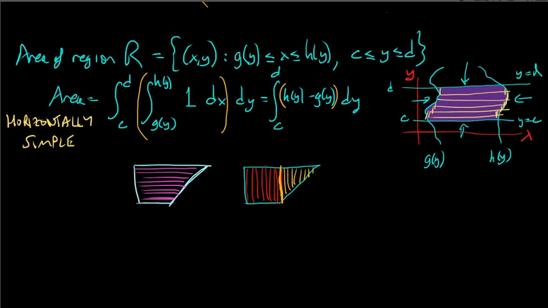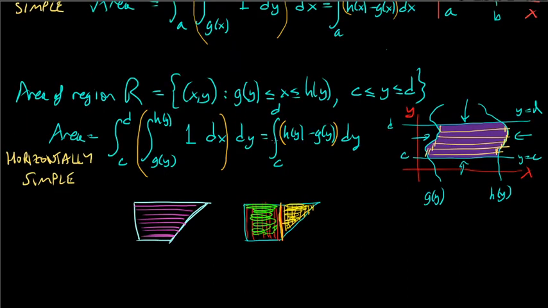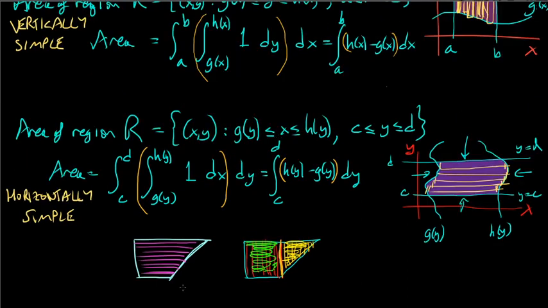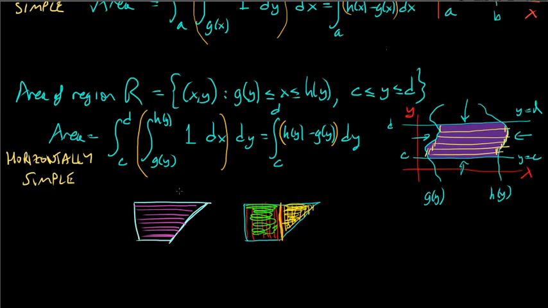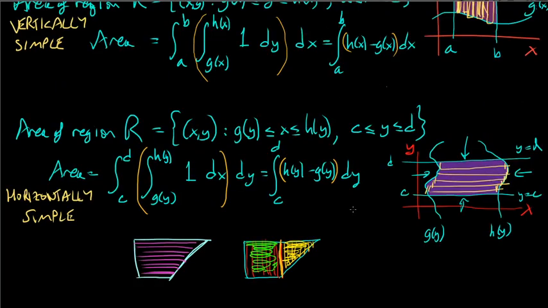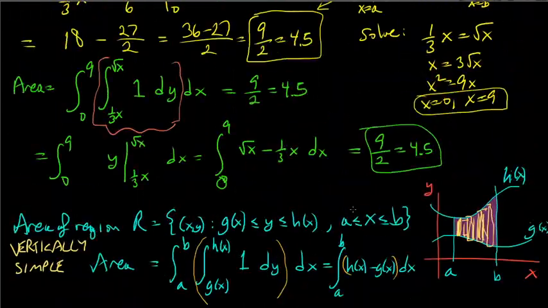So that's why we had to cut this up into two regions, right? One was a green region, and the other was the yellow region over here. So the green is the square, the yellow is the triangle. So if you go back to that example, now it should make sense, right? This is a horizontally simple region, but if you want to use a vertically simple region, you have to divide it up into two separate regions. One is a square, one's a triangle. Okay, so I hope that helps.